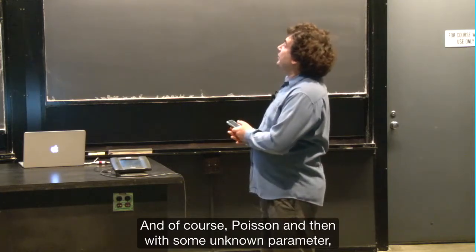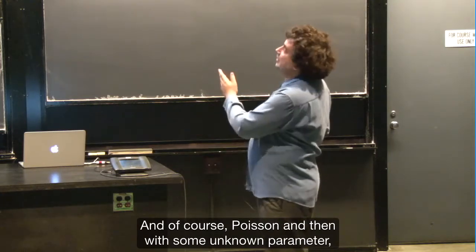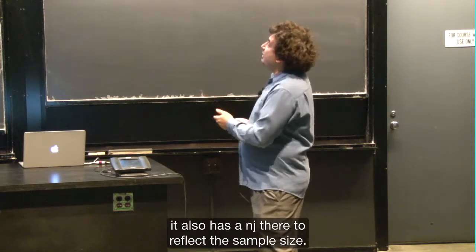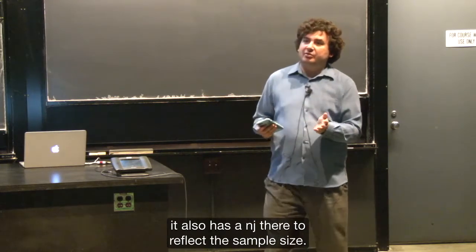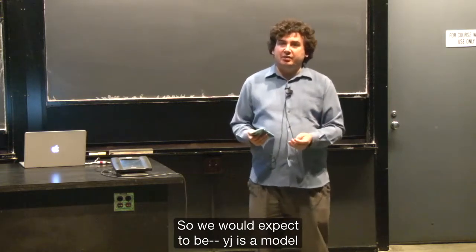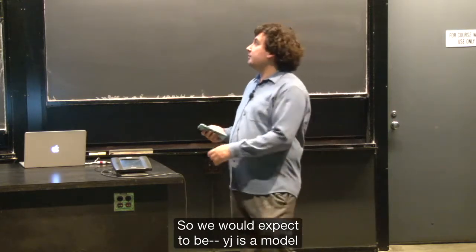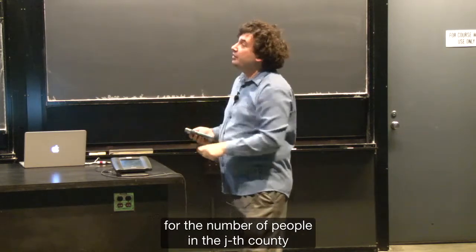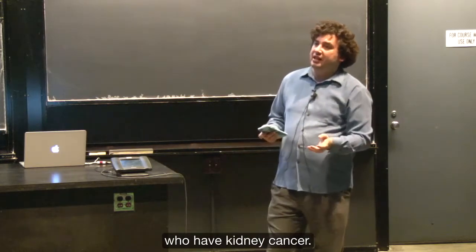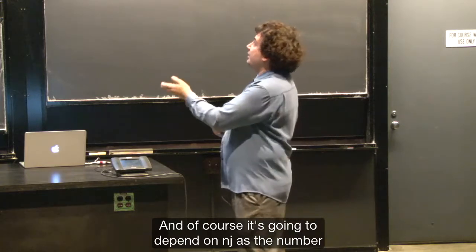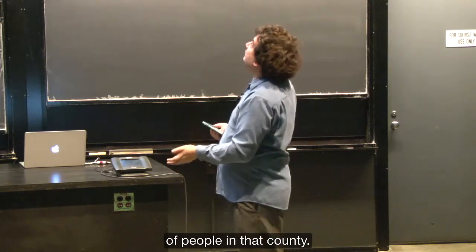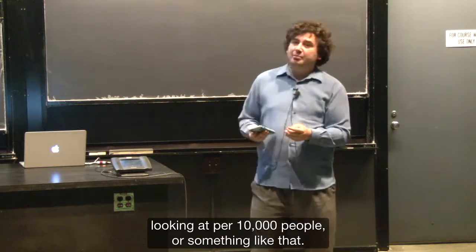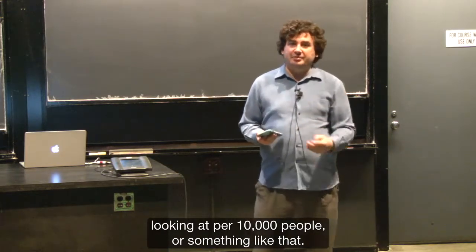And of course, Poisson with some unknown parameter, and it also has an Nj there to reflect the sample size. So we would expect Yj to be a model for the number of people in the jth county who have kidney cancer. Of course, it's going to depend on Nj, the number of people in that county. The 10 is just an adjustment because they're looking at per 10,000 people or something like that.